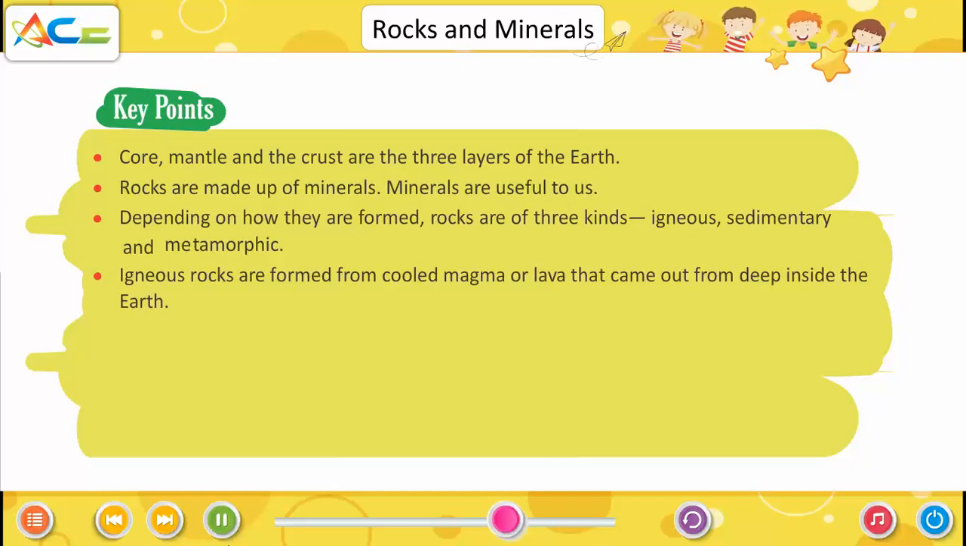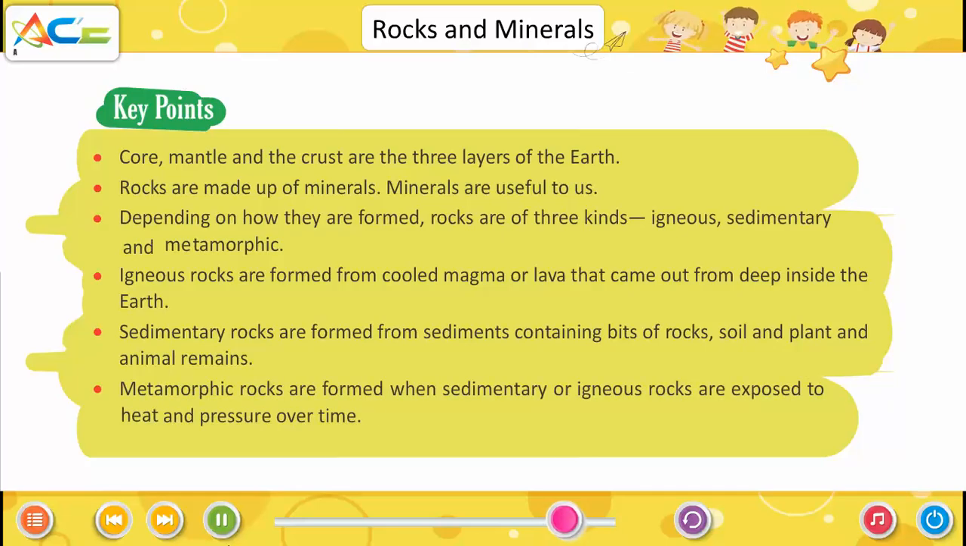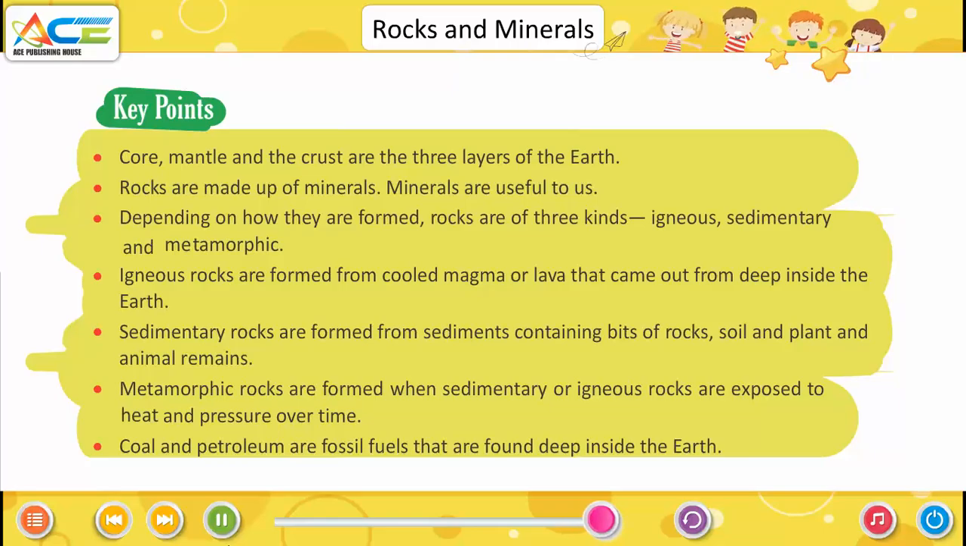Igneous rocks are formed from cooled magma or lava that came out from deep inside the earth. Sedimentary rocks are formed from sediments containing bits of rocks, soil and plant and animal remains. Metamorphic rocks are formed when sedimentary or igneous rocks are exposed to heat and pressure over time. Coal and petroleum are fossil fuels that are found deep inside the earth.